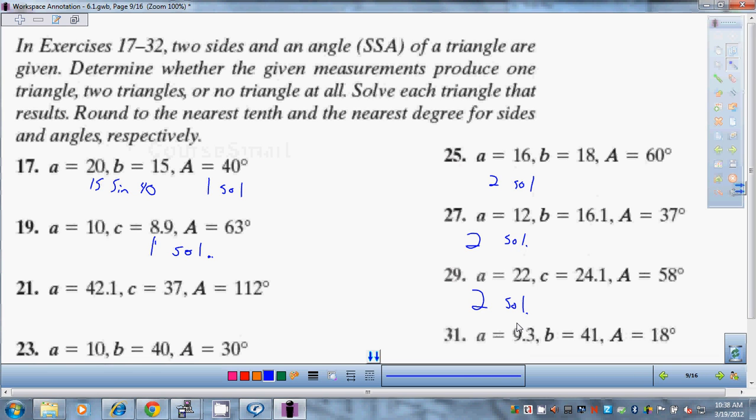23. Let's just keep going. We're going to have to do the test. Allie, what's the test going to give you? 40 sine 30. 20. Is B sine A greater than or less than our side? Is what you just found bigger than or less than this? It's bigger. How many solutions? None. No solution.